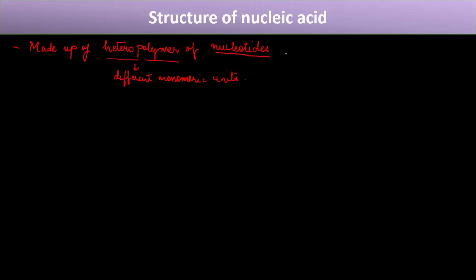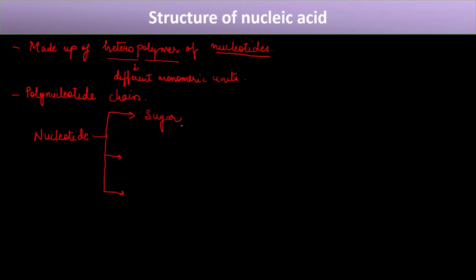The second term I'm talking about is nucleotides. Now, what is a nucleotide? Before that, since we are writing that it is made up of a heteropolymer of nucleotides, we can also say that nucleic acid is a polynucleotide chain, right? Because it has multiple nucleotides. So it is a chain of multiple nucleotides. Now let's see what a nucleotide is. The nucleotide is made up of three components. The first component is sugar.